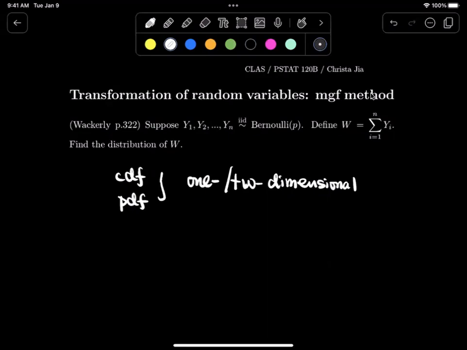So usually for high-dimensional problems, so for problems that have maybe more than three random variables, we use the MGF method. And in this case, we have y1 all the way through yn, so we have n random variables. So the MGF method would be the natural choice to use.